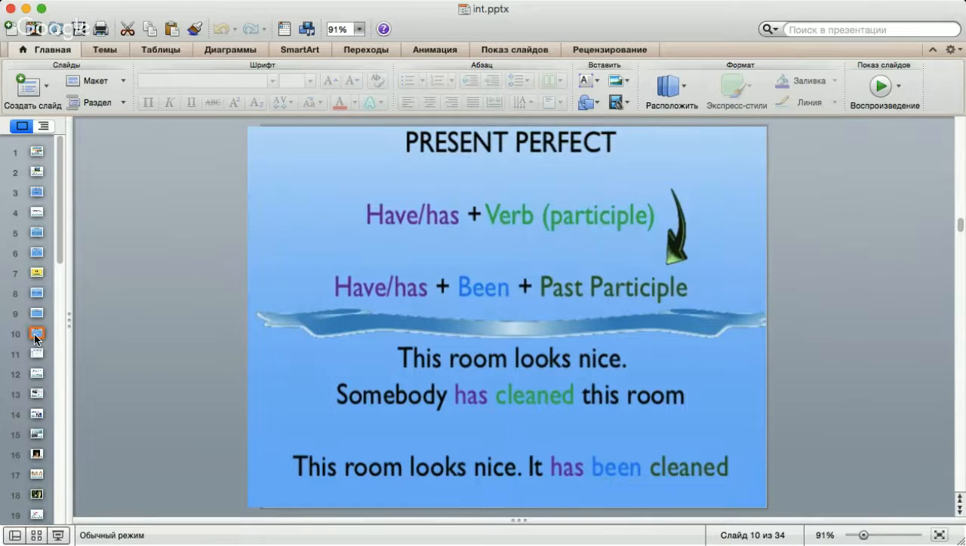So what should we do with passive voice in present perfect?